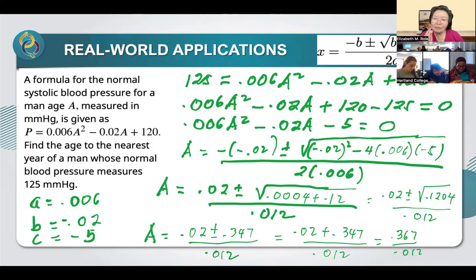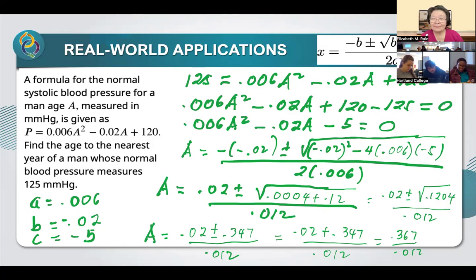So we had 0.02 plus or minus the square root of 0.1204. We extracted the root of 0.1204 and it's 0.347, rounded off to 3 decimal places. We said that we do not use the minus because you'll get a negative answer, so you'll be using the plus. So it's 0.02 plus the square root of 0.1204, which is 0.347, and divide by your 0.012.